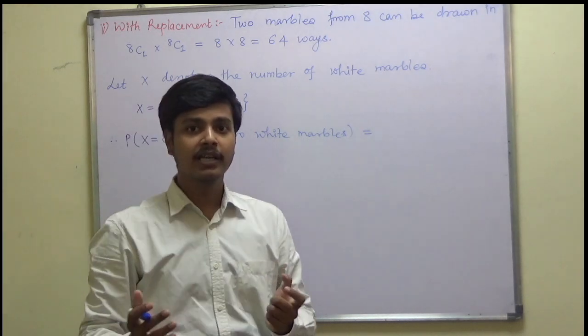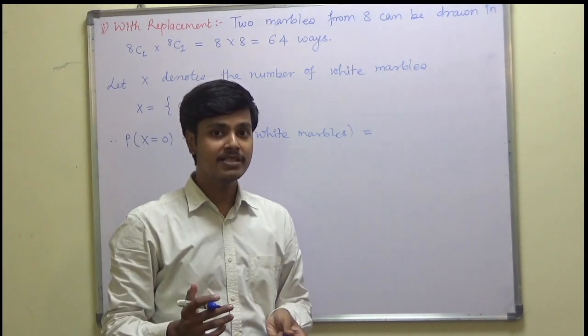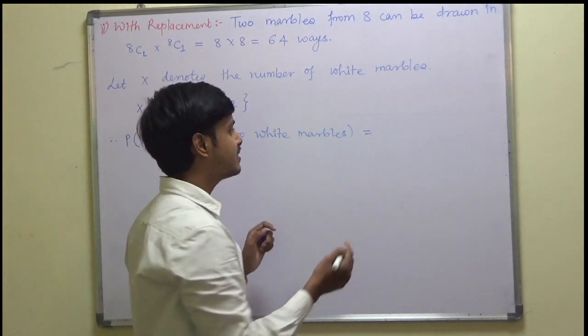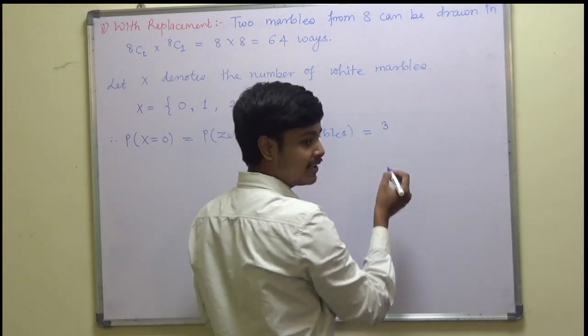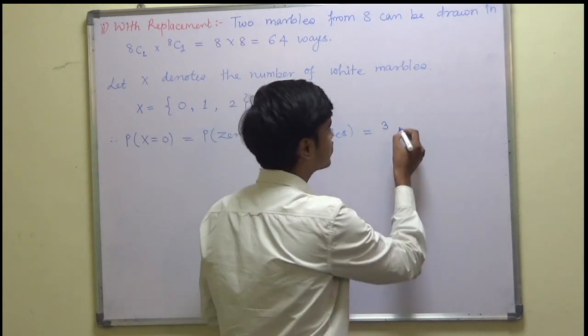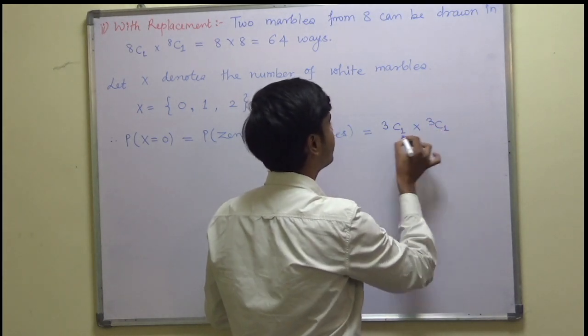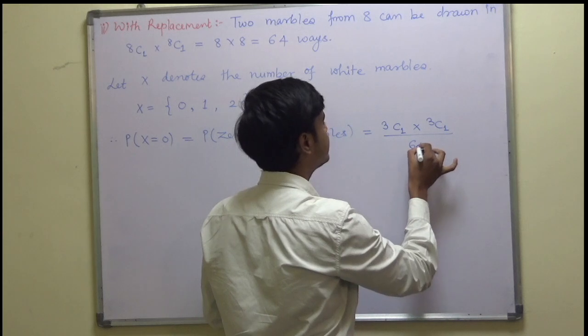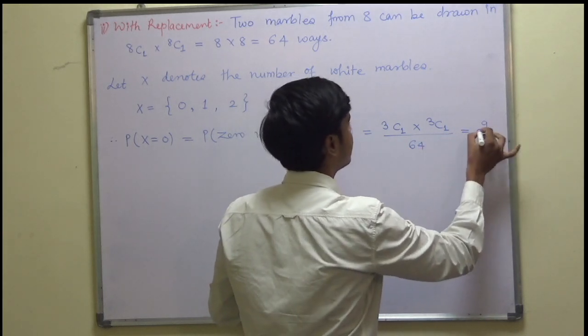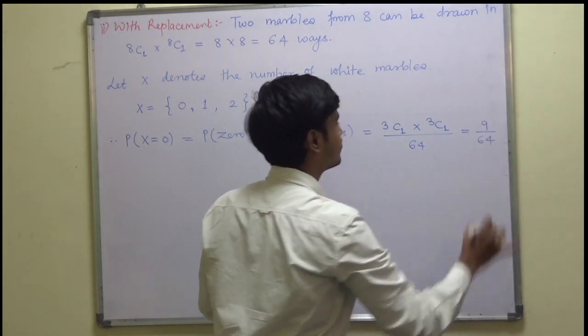So how many black marbles are there? Black marbles are 3. So out of 3 black marbles we have to draw 2. So it can be done in 3C1 into 3C1 ways, and the total number of ways is 64. So this is 9 by 64.